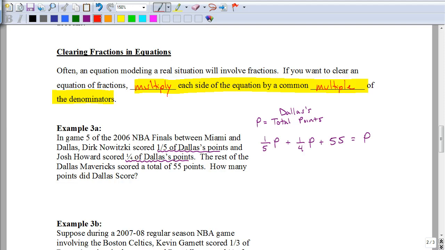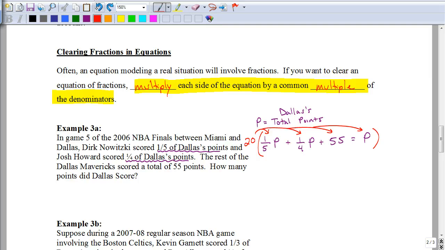Okay, so now I have this equation. Again, I don't like the fractions. I want to get rid of them. So I want to multiply everything by the common multiple. What that means is we look at the denominators and figure out what's the number that both 5 and 4 divide into evenly. In this case, it's going to be 20. So I'm going to distribute. I'm going to multiply everything by 20, not just the fractions. I also have to multiply the 55 and the P at the very end there. I have to multiply both of those by 20 as well.